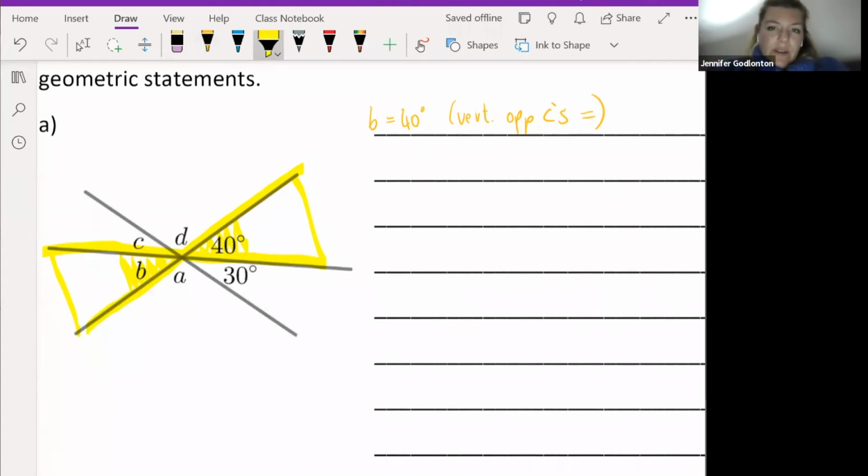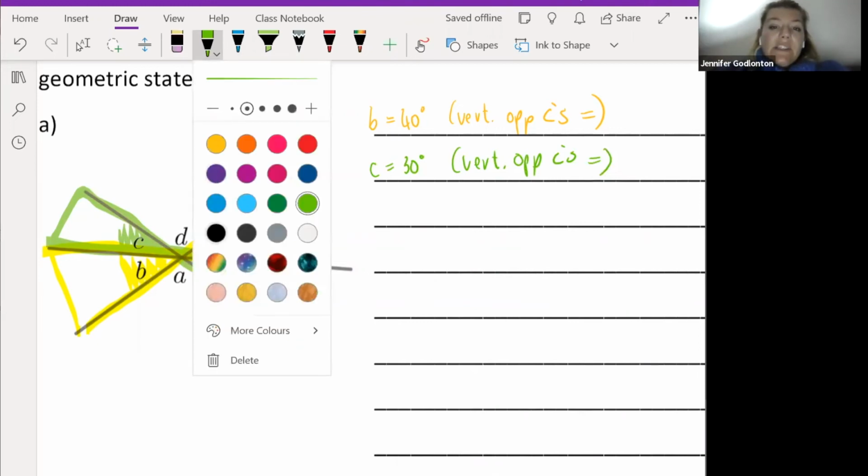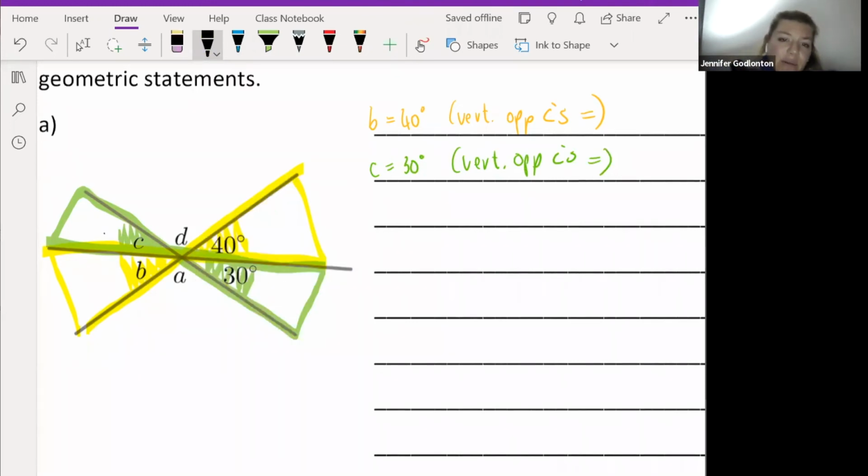First one. Okay, next easy one. Here's my bow tie. That means that C is equal to 30. So I can say C is equal to 30 degrees because of vertically opposite angles being equal. Now, when you figure something out, especially when you're in class and this is in front of you, I want you to write the angle that you have found out in your picture because it just helps you see what you have.